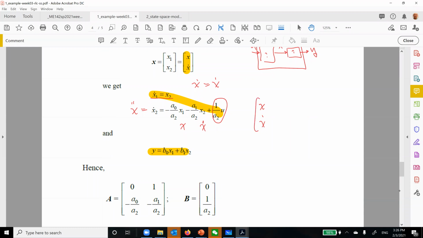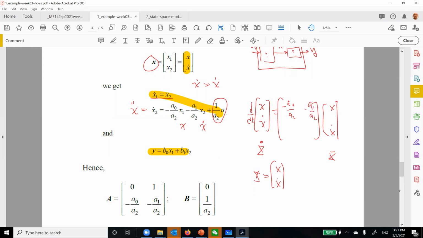So x dot equals d/dt of the capital X. This is a capital X dot, this is a capital X. So the capital X is my state vector, right? So what is here is minus a0 divided by a2 times x, and here is minus a1 divided by a2 times x dot.